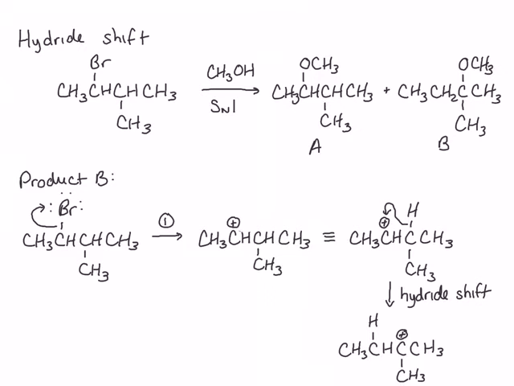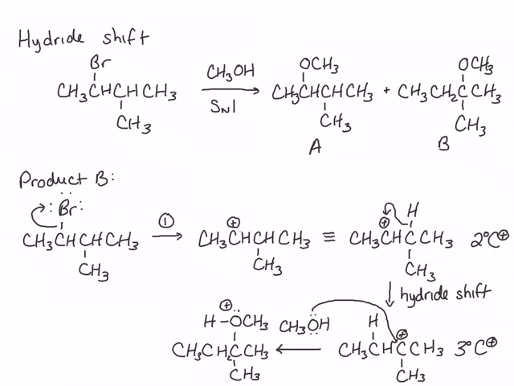The driving force for the hydride shift in this case is going from a secondary carbocation to a tertiary carbocation. Again, remember that more substituted carbocations are more stable. Once we've formed the tertiary carbocation through the hydride shift, the rest of the mechanism looks the same as for the formation of product A, except now the carbocation is at the tertiary center, giving us the ether product at the tertiary center. Next, the methanol nucleophile attacks the carbocation center, giving us the protonated ether product. And the final step is deprotonation to give us the neutral ether product B.